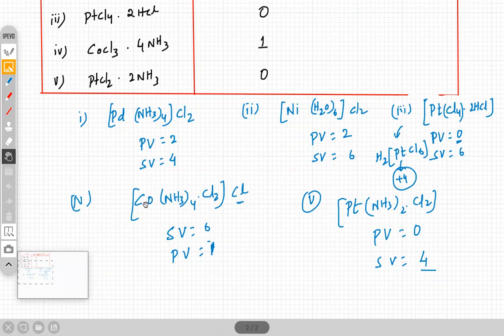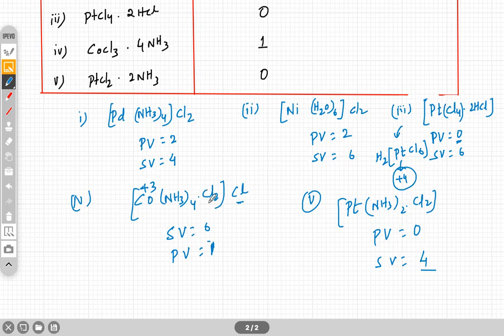If you look at Werner's coordination theory, the primary valency corresponds to the oxidation state of the metal. So what is the oxidation state of cobalt here? It is plus 3, right? According to this, the primary valency should be 3, but that is the maximum value.